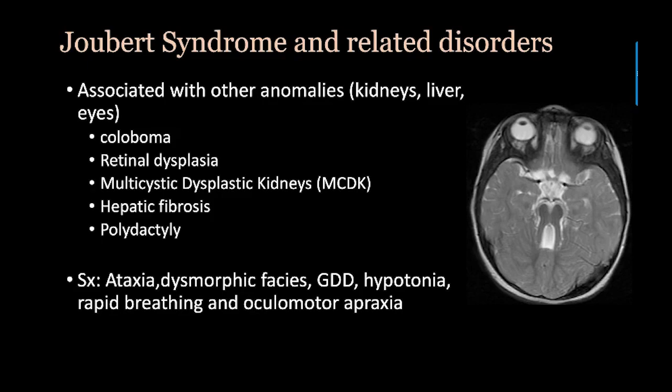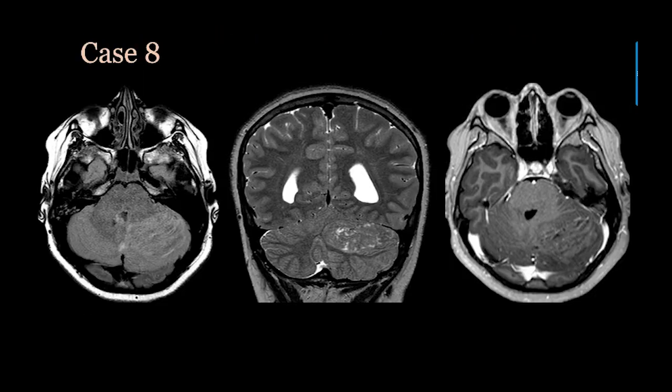Joubert is associated with other anomalies, could be in the kidneys, in liver, or in eyes, in the form of coloboma, retinal dysplasia, multicystic dysplastic kidney, hepatic fibrosis, or even polydactyly. In terms of symptoms, they could present with ataxia, dysmorphic face, global developmental delay, hypotonia, rapid breathing, and even more classically, oculomotor apraxia. And this is an example of Joubert syndrome and related disorder.